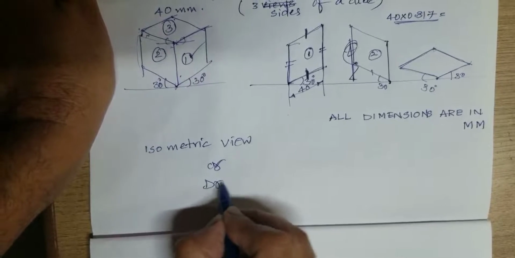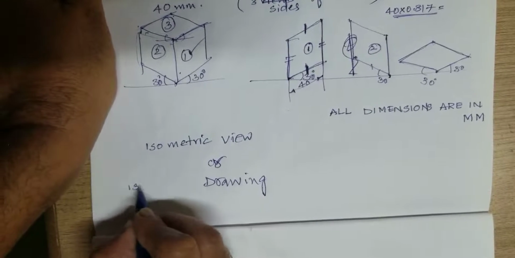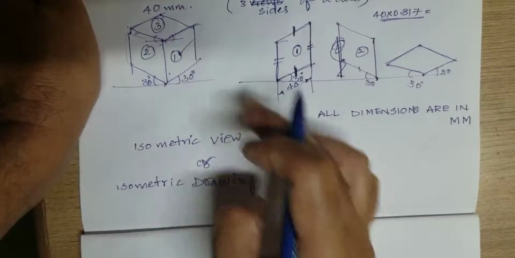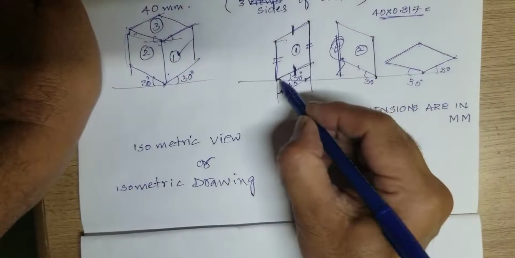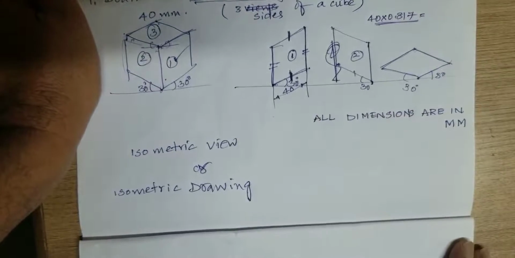Or drawing. How are we going to do it? Isometric view or isometric drawing, or otherwise isometric drawing. I will write isometric drawing. This one, same thing we have to do. Instead of 32, we have to take the original dimension on the same 30-degree line. That is the only difference.